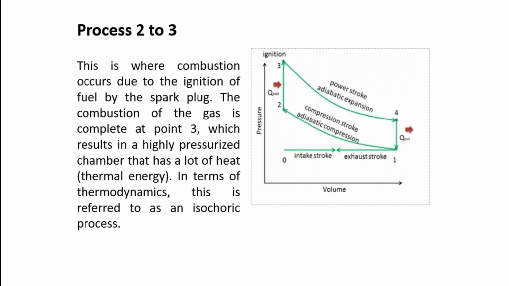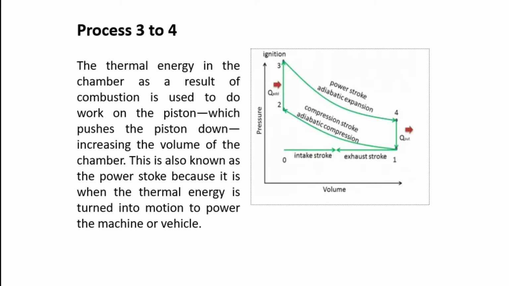And now coming towards the process 3 to 4, you have already seen that a lot of heat is produced in the process 2 to 3. Now this thermal energy in the chamber is a result of the combustion. It is used to work on the piston, and it pushes the piston down, and you can see that the volume will increase because the piston is moved down.